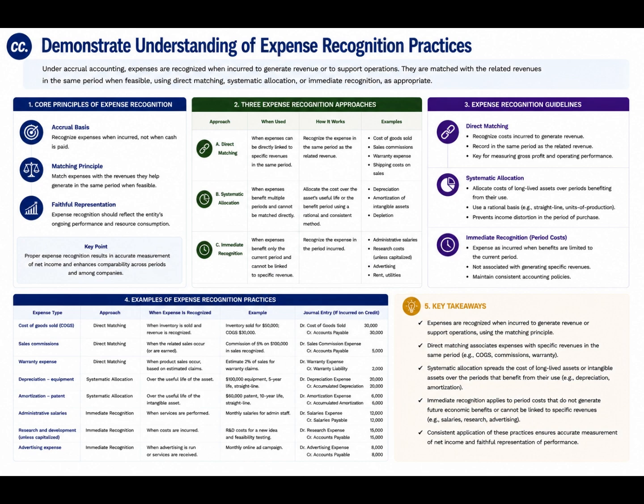Systematic allocation applies when direct matching is impractical. Long-lived assets are depreciated or amortized over their useful lives, allocating cost across benefiting periods. This prevents distortion of income in the period of purchase and reflects ongoing resource consumption. Immediate recognition applies to period costs. Administrative salaries, research costs, unless capitalized, and advertising are expensed as incurred because they cannot be directly tied to specific revenues. Consistent application of these recognition practices supports comparability and faithful representation.